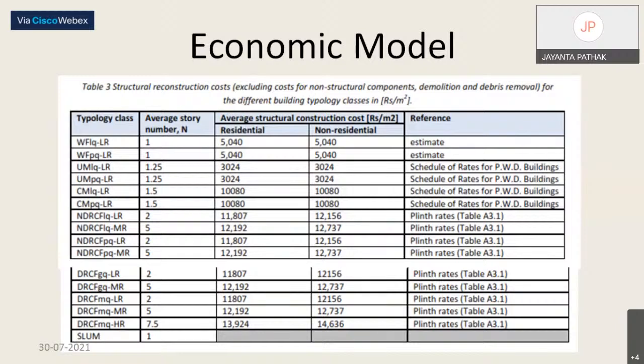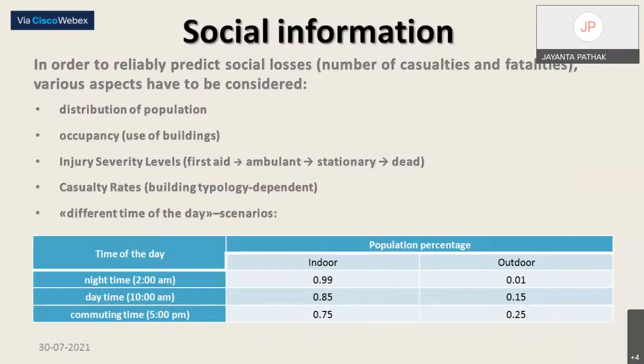Less vulnerable structure will have less damage. So for the entire 258 units, we have established an economic model which is based on the Assam Public Works Department SOR, schedule of rates. Based on that, we have estimated the loss due to damage, the direct loss due to damage in terms of reconstruction cost.